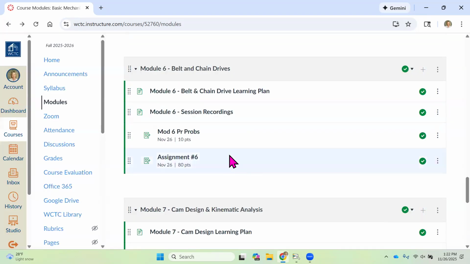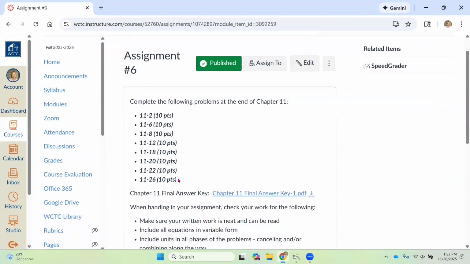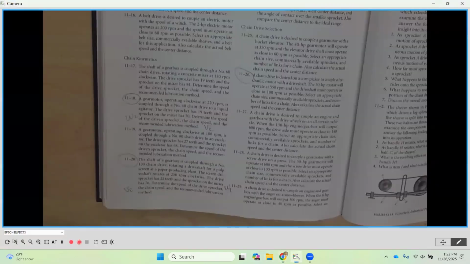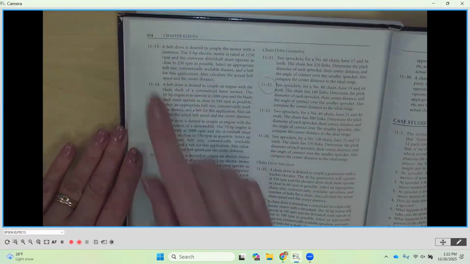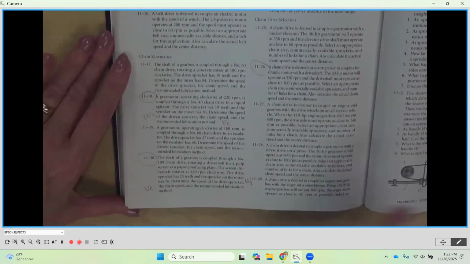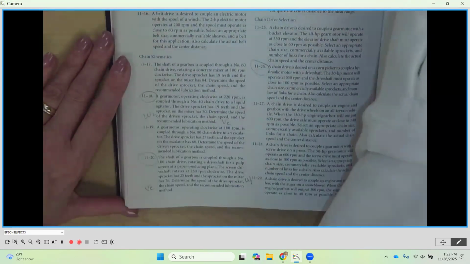Okay. So if we look at assignment number 6, the last problems here are going to be the problems pertaining to chains. Number 18, 20, 22, and 26. So the last 4 problems here are going to be our chain related questions. These problems are going to be found at the end of the chapter, page 314, in the chain kinematics section.